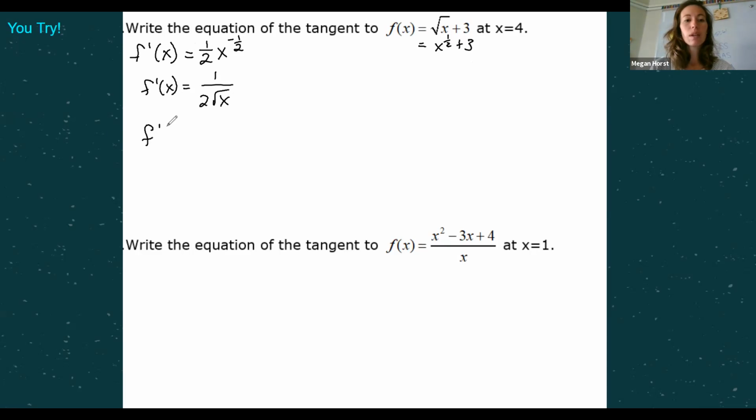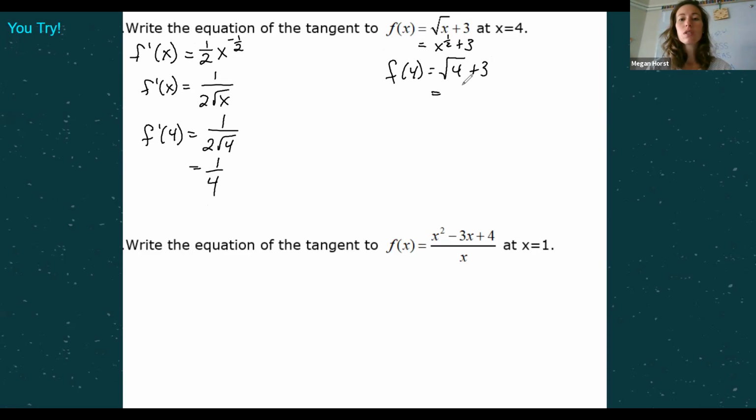Now I want to evaluate that at 4. So I have 1 over 2 root 4, which is 1/4. Then I'm going to come over here and figure out what is f of 4, because I need to know what the corresponding y value is. That's the square root of 4 plus 3, which just gives me 5. So now I have the point 4, 5, and I have my slope, which is 1/4. So I have y subtract 5 equals 1/4 times x subtract 4.